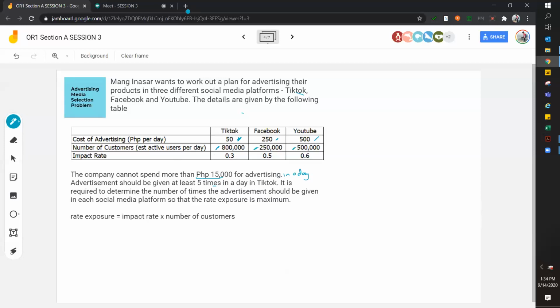It is required to determine the number of times the advertisement should be given in each social media platform so that the rate of exposure is the maximum. Ngayon, we don't know how to measure that rate of exposure. And binigay sa atin yung formula na to. Rate of exposure is equal to the impact rate multiplied by the number of customers.